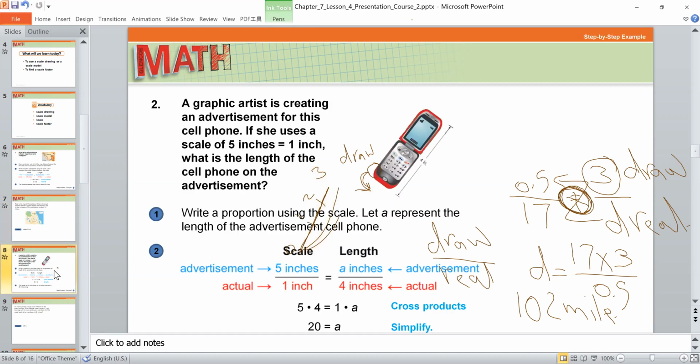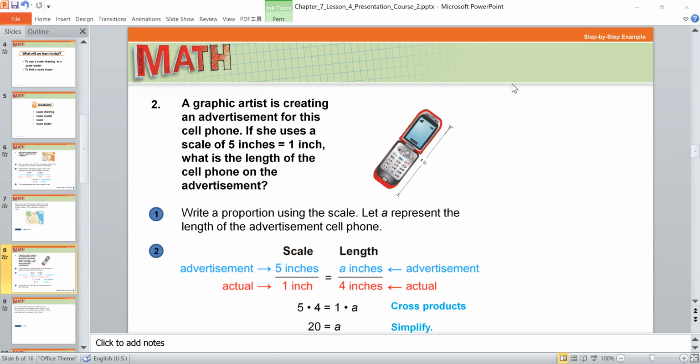Look with me at this question, please. Read the question, Omar. A graphic artist is creating an advertisement for this cell phone. Creating an advertisement.